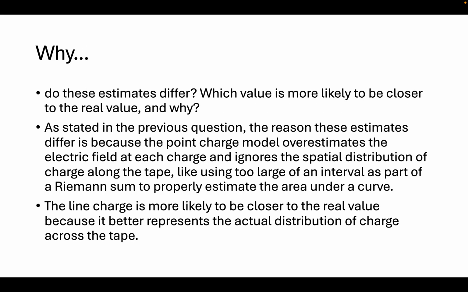Why do these estimates differ? Which value is more likely to be closer to a real value and why? As stated in the previous question, the reason these estimates differ is because the point charge model overestimates the electric field at each charge and ignores the spatial distribution of charge along the tape, kind of like using too large of an interval as part of a Riemann sum to properly estimate the area under a curve. And then the line charge is more likely to be closer to the real value because it better represents the actual distribution of charge across the tape.